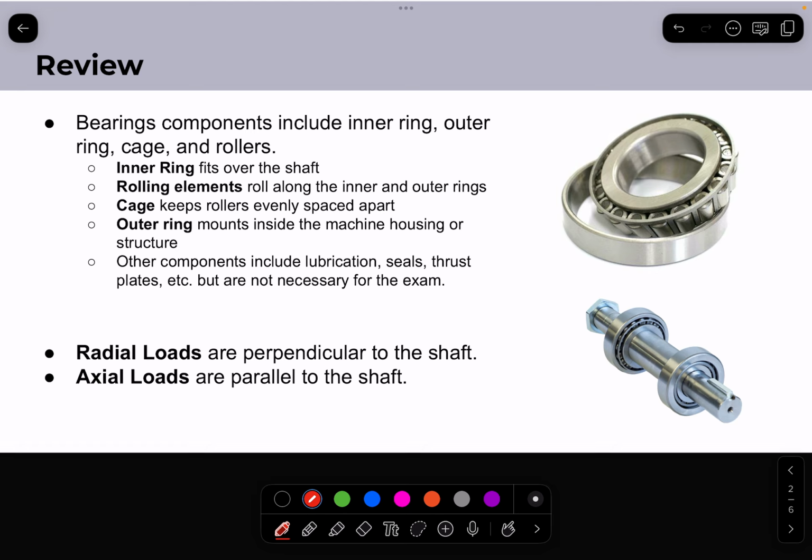Today we'll be talking about bearings with a conceptual review and a practice problem. This concept pertains to the mechanical design and analysis section of the exam.